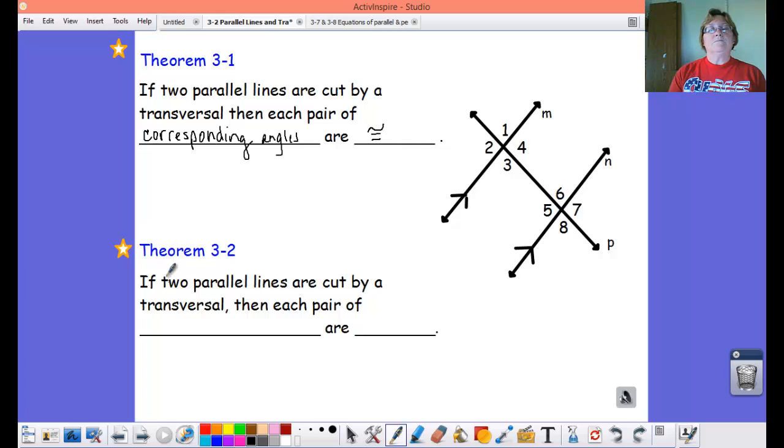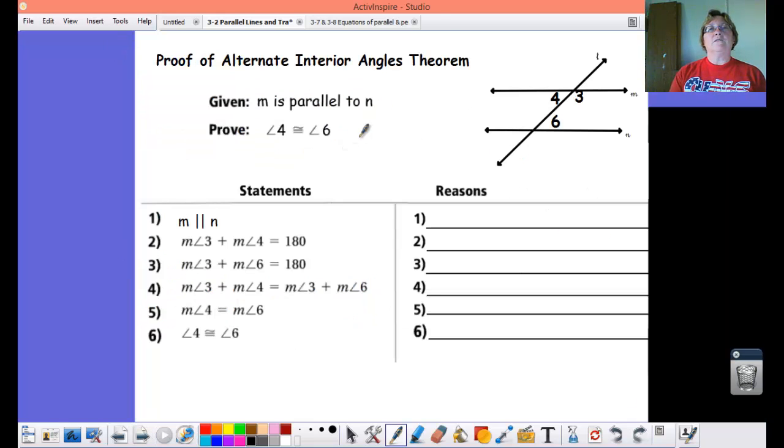The next theorem, same situation, we have two parallel lines cut by a transversal. Now we're going to talk about alternate interior angles. Each pair of alternate interior angles, and that would be like 3 and 6, they are also congruent. And we are going to prove that theorem. So I want to have you walk through this with me.